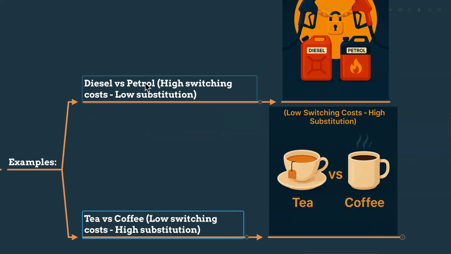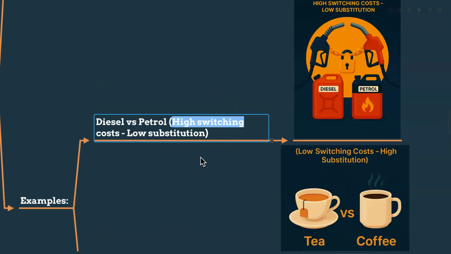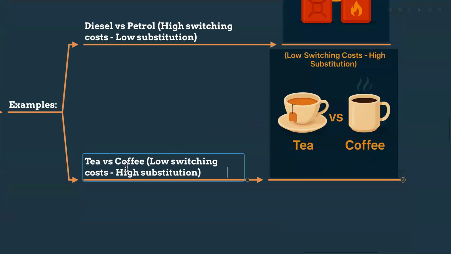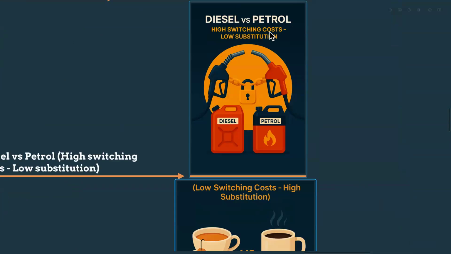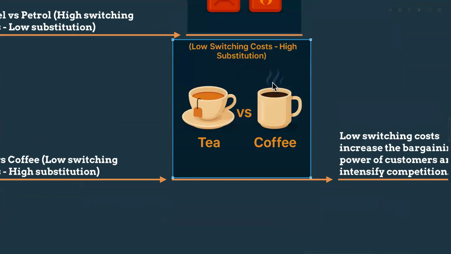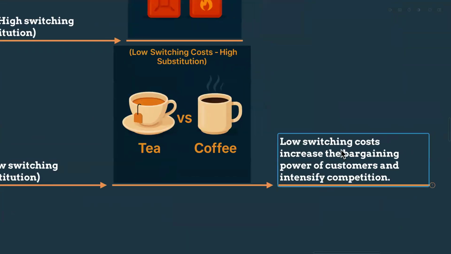So you have to understand, high switching cost means they cannot switch just from diesel to petrol for their vehicle. So it's low substitution. It means they cannot easily change diesel for petrol, right? At the same time, for tea versus coffee, this is a very low switching cost. So they can switch very simply from tea to coffee, right? So if the switching cost is high, it means substitution is low. If the switching cost is low, it means high substitution, right?